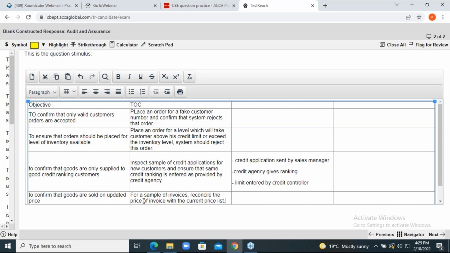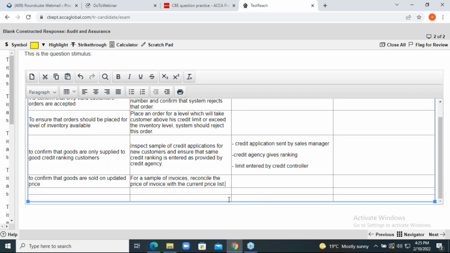So this is how you can easily write test of controls, multiple test of controls. And this is once again an easy approach through which you can write different sets of test of controls.